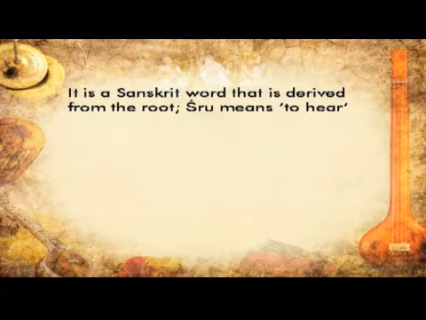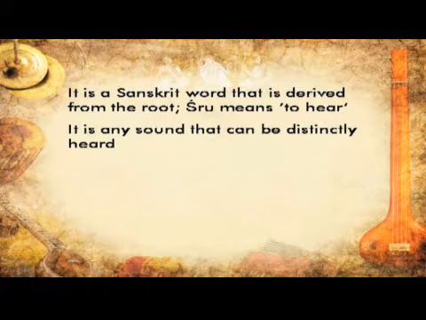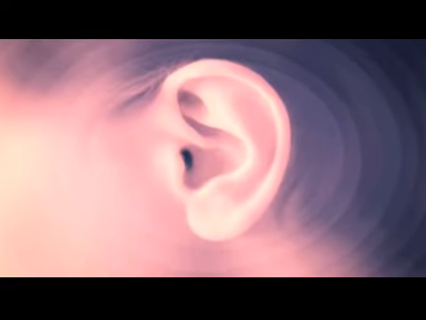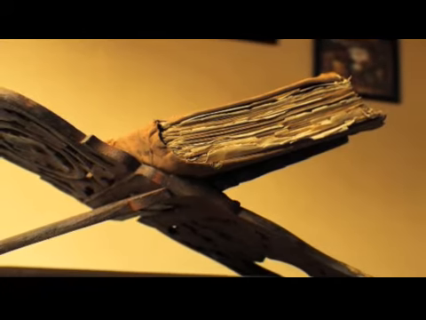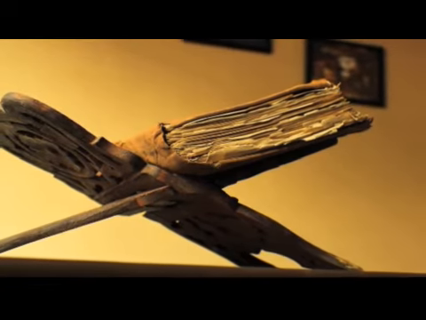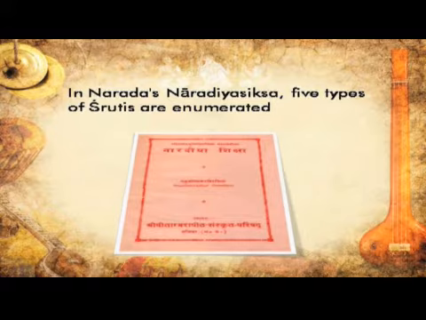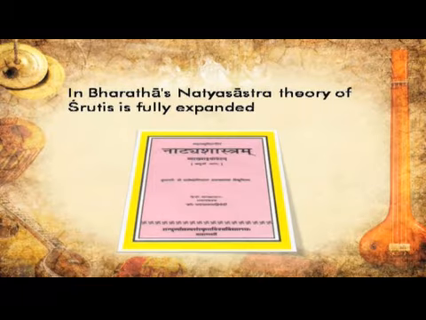It is a Sanskrit word that is derived from the root shru, which means to hear. The core meaning of Shruti is any sound that can be distinctly heard by the ear. It is the smallest interval of pitch that the ear can perceive. In musicology, the discussion of Shruti has a more specific meaning. In Narada's Naradiya Shiksha, 5 types of Shrutis are enumerated. In Bharata's Natya Shastra, though a clear definition of Shruti is not found, the theory of Shruti is fully expanded.